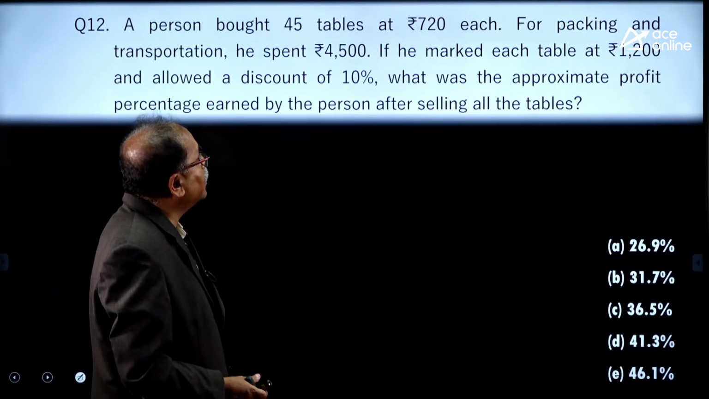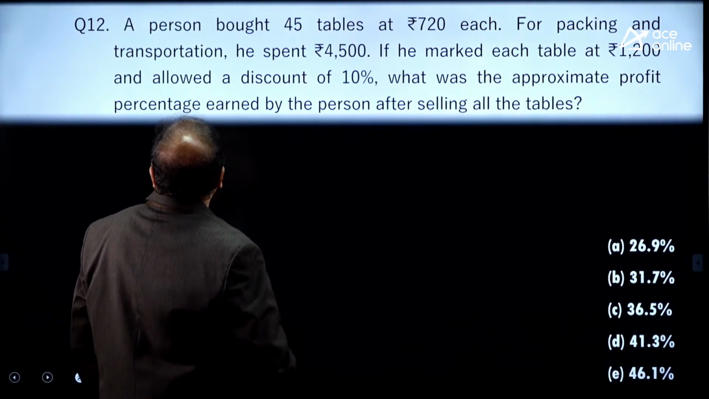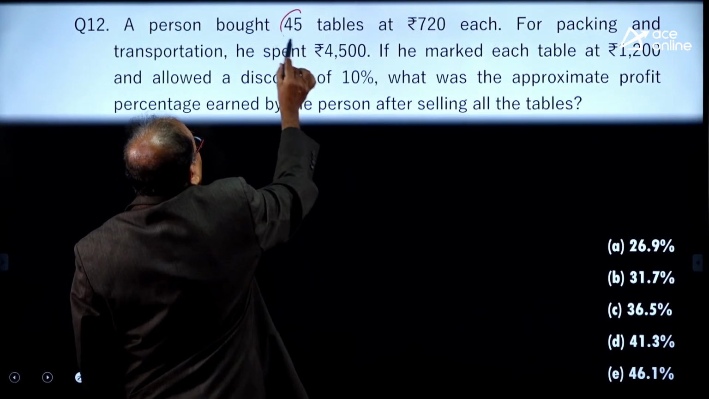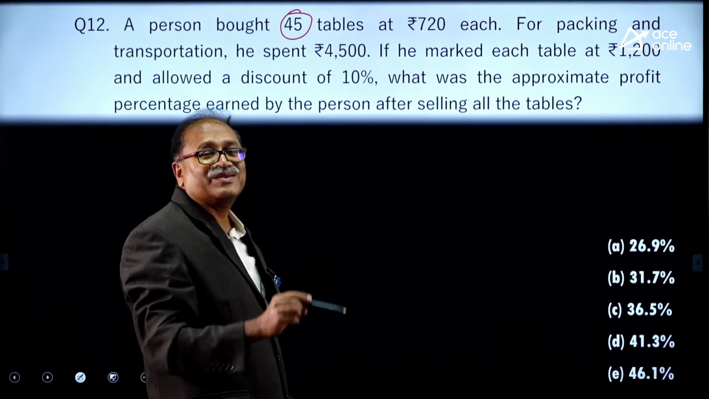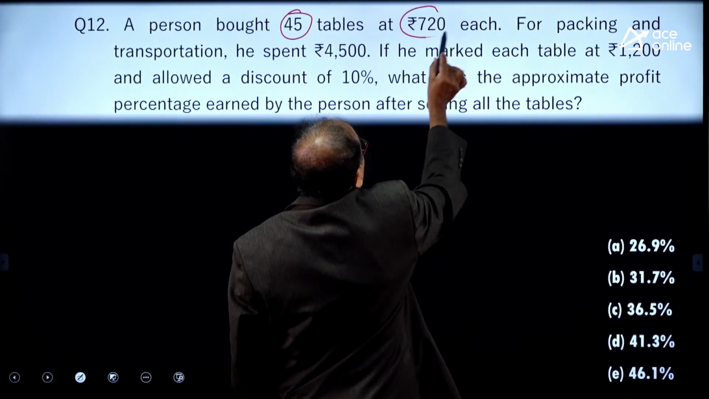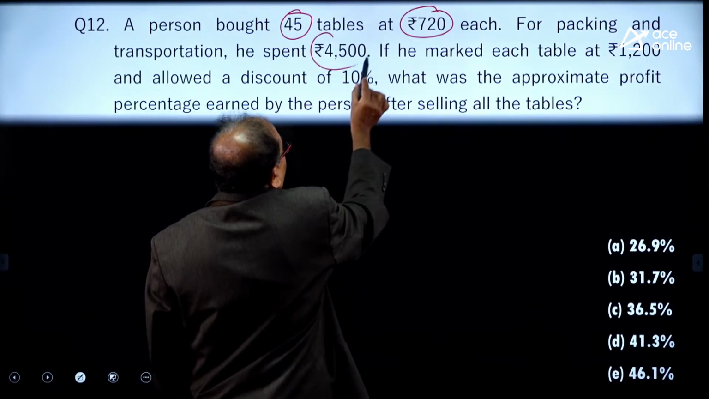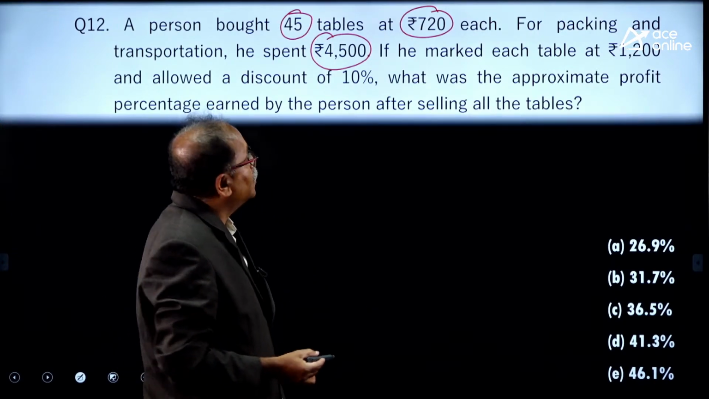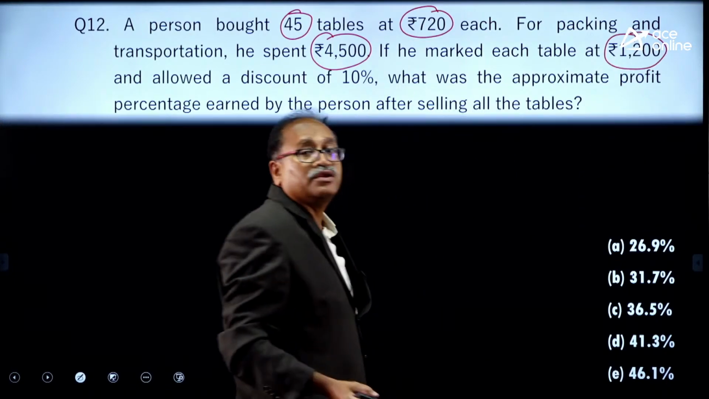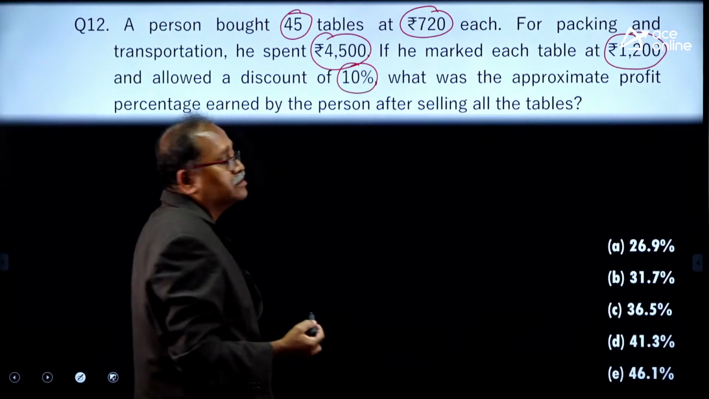Come on, I will read the question once again as usual, and then I will give a time for you. A person bought 45 tables. Now, I wanted to check, Pawan, in this case. So, a person bought 45 tables for rupees 720 each. For packing and transportation, he spends 4500. Okay. He marked each table for rupees 1200 and allowed a discount of 10%.